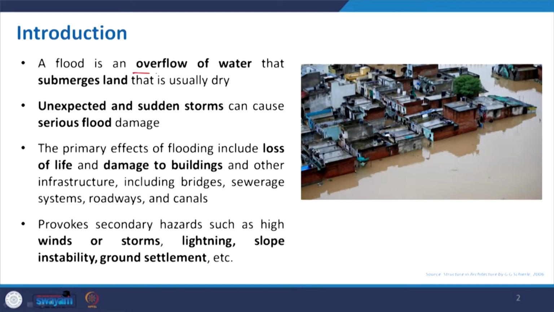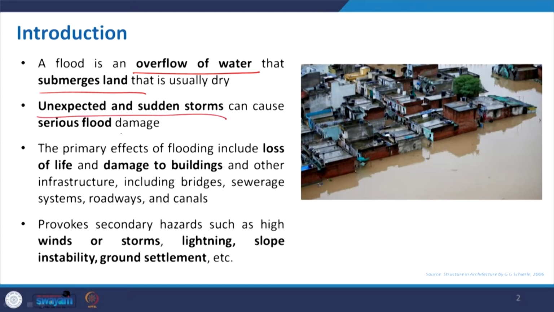Flood is an overflow of water that submerges land that is usually dry. So, flood is a waterlogged situation due to the overflow of water. It may be due to the overflow of a river, mostly that is the case. Sometimes it may be some unprecedented rain which will just submerge the city if the drainage system is poor, and then that may be very catastrophic.